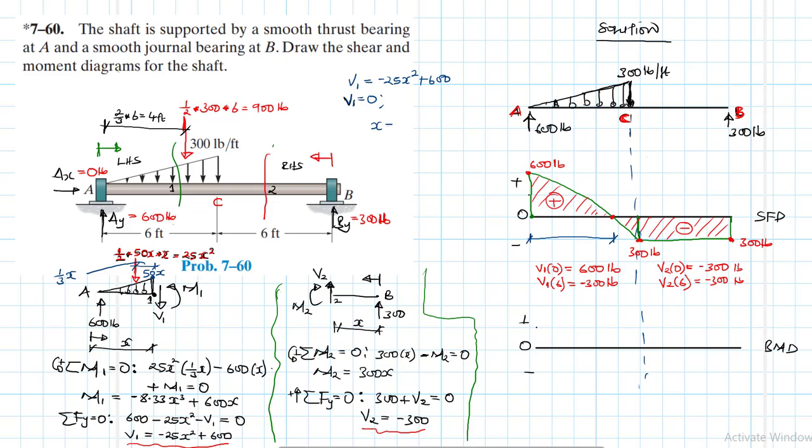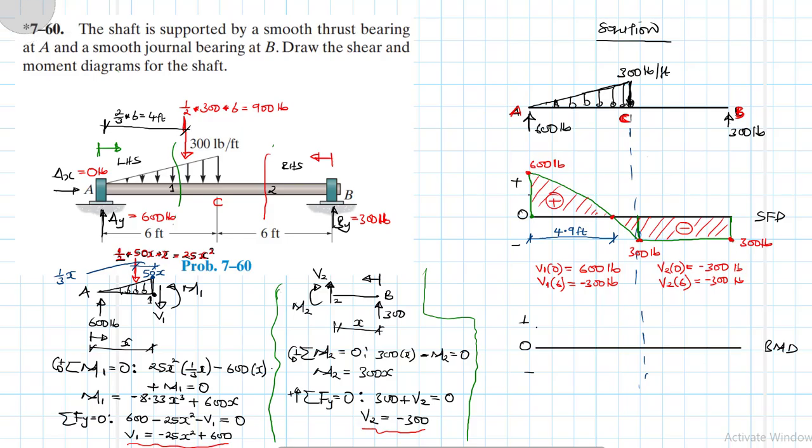And if it is equal to 0, let's find the value of x. So our x will be equal to plus or minus root of 600 divided by 25. The root of that gives us 4.9. So this value is 4.9. Of course, we'll take the positive value, 4.9 feet. We use this value to integrate the area so that we find the maximum moment, which will be at that point.